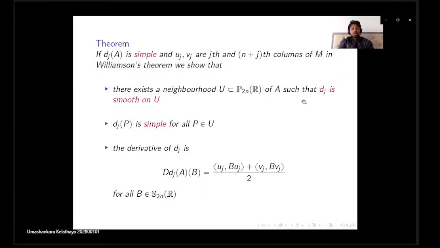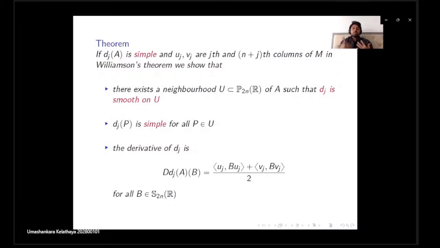There exists a neighborhood of A such that the symplectic eigenvalue map is not only differentiable, but it is a smooth map as well, meaning it is infinitely differentiable. We were also able to find the derivative expression for the jth symplectic eigenvalue map in this case. So the condition that the jth symplectic eigenvalue is simple guarantees the differentiability. It's more than that, it's infinite differentiability. But in general, we know that symplectic eigenvalues are not differentiable.